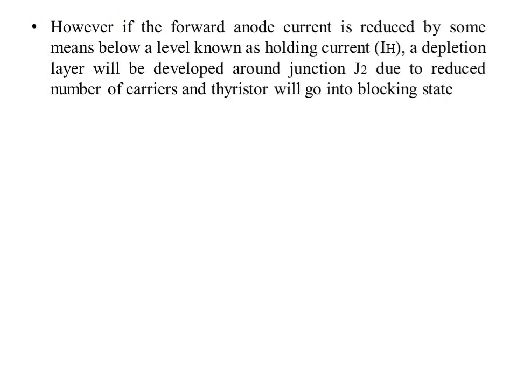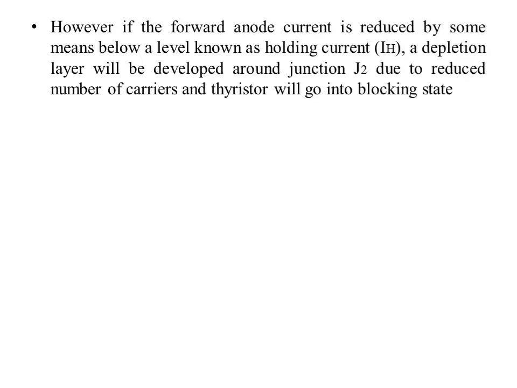However, if the forward anode current is reduced by some means below a level called the holding current, denoted by IH, a depletion layer will develop around junction J2 due to the reduced number of carriers, and the thyristor will go into the blocking state. That is, when we break down junction J2, a large number of carriers flow through all three junctions, the current from anode to cathode becomes very high, and a large current flows from the output terminals. That is due to latching.